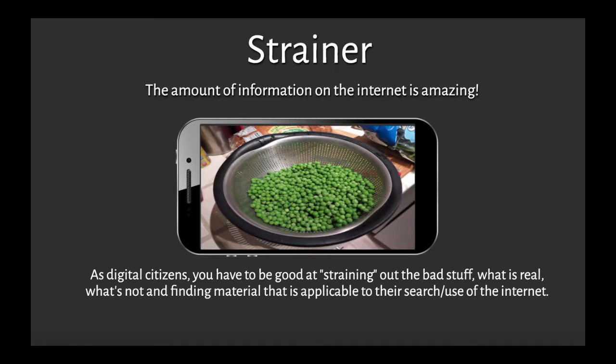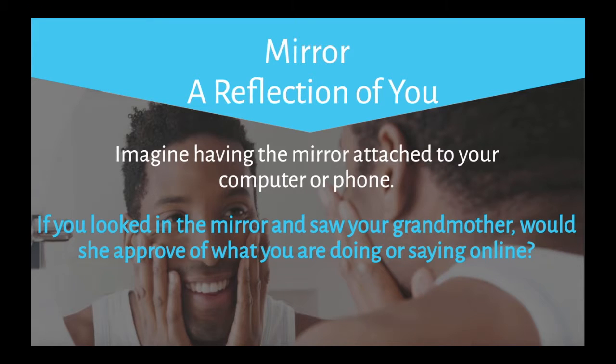A strainer. Ask your students to think about how a strainer separates things. Talk about how good digital citizens are able to sift through the information on the internet and find credible sources to meet their academic needs. Have the students imagine a mirror being attached to their device or phone. Ask your students to think about what would happen if they looked into the mirror and saw their grandmother or grandfather. Would they approve of what they were doing online?